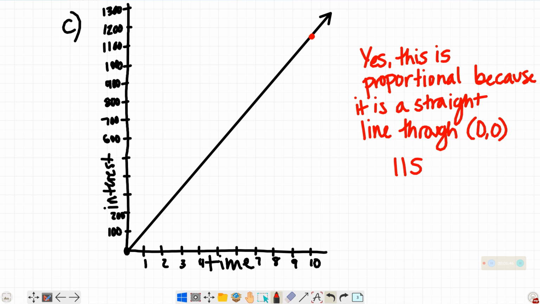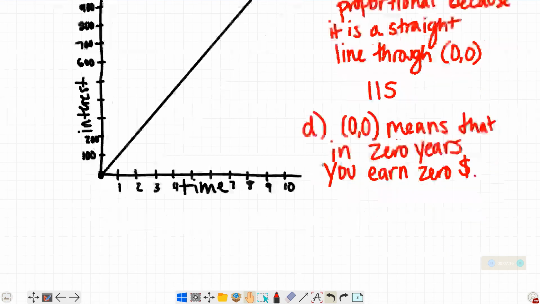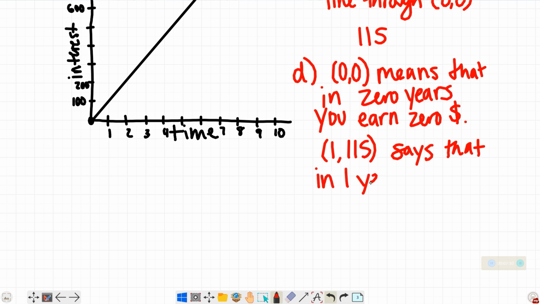Then in part D, it says to explain what the point 0, 0 and 1, 115 represent. 0, 0 means that in 0 years, you earn $0. 1, 115 says that in 1 year, you earn $115.